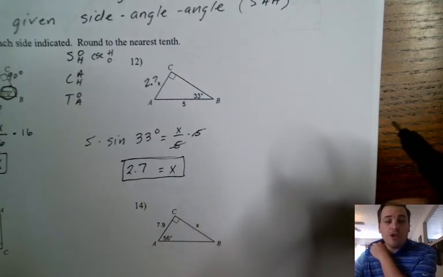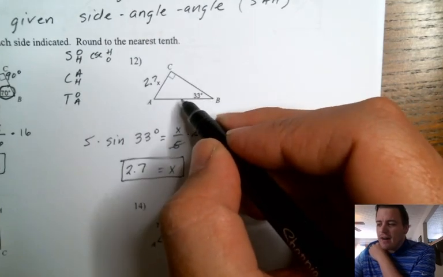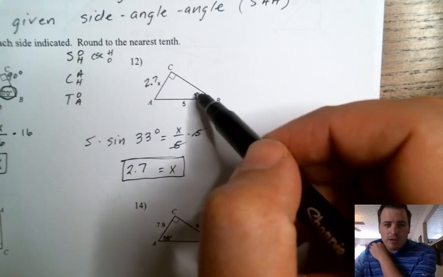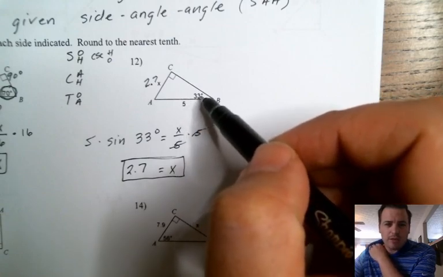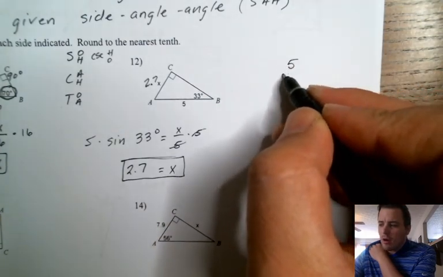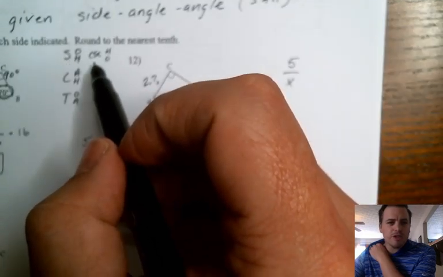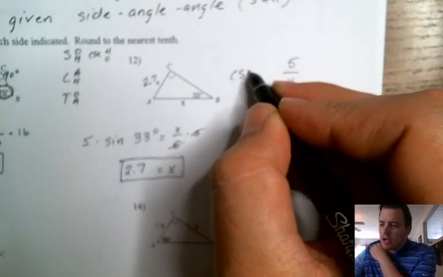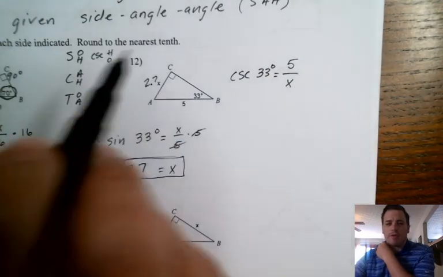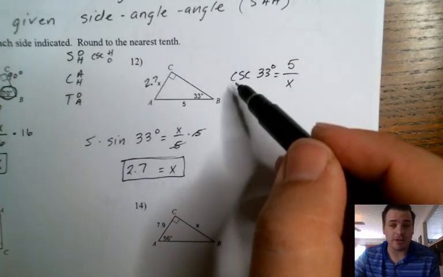So let's say you went that route. Let's say you said, you know what? 5 over x is hypotenuse over opposite, according to this angle of 33 degrees, which is the reciprocal of sine, which is cosecant. So you could be saying, well, cosecant of 33 degrees is equal to 5 over x. And why can't I do that? And the answer is you can do that.